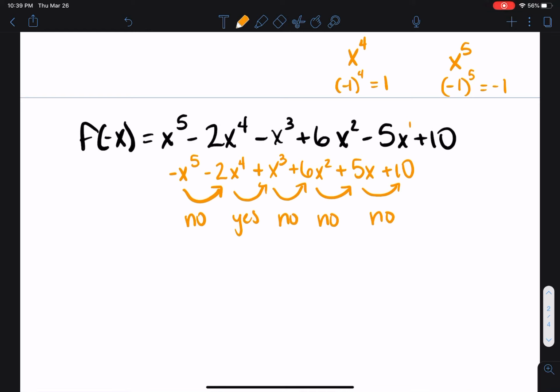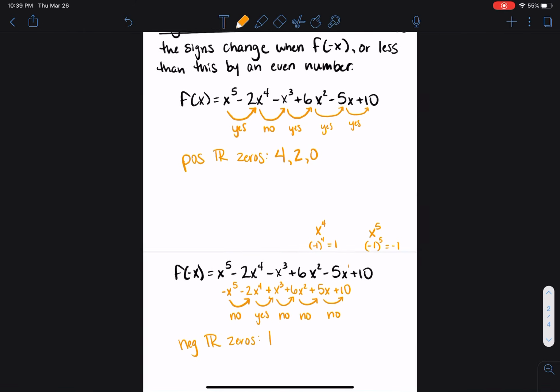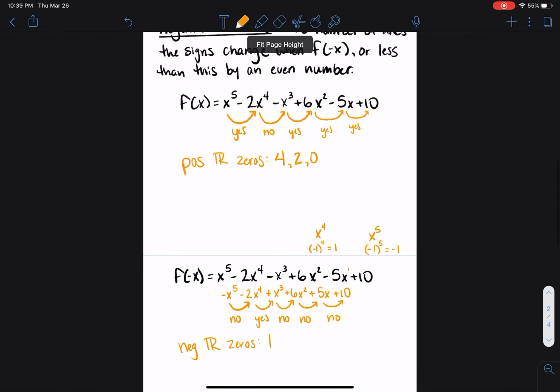So the amount of negative real zeros is 1. So there is one negative real zero. Just by looking at this Descartes' rule of signs, we can say that there is one negative real zero. Okay, so we can classify a little bit just by looking at the sign changes.